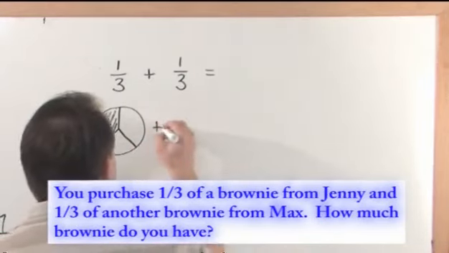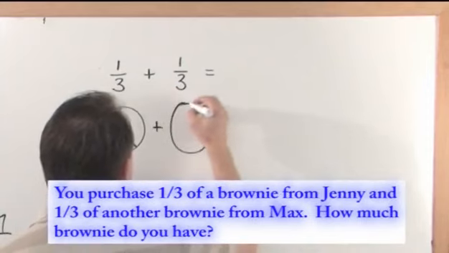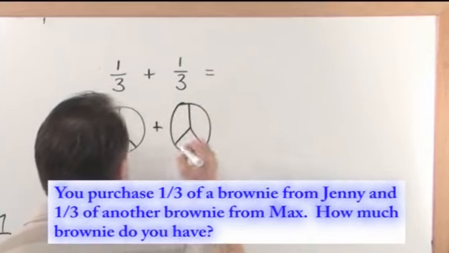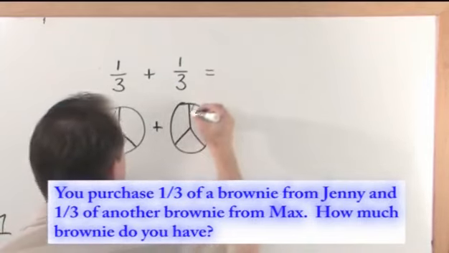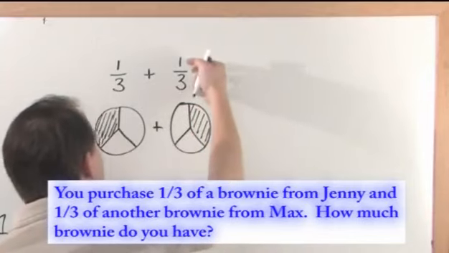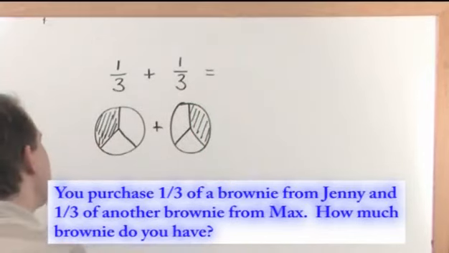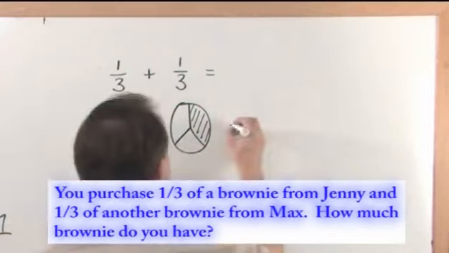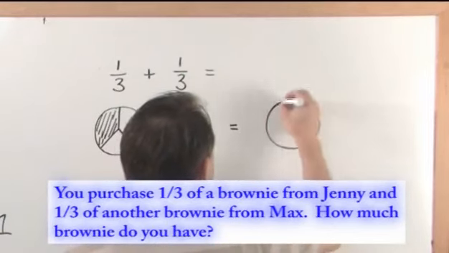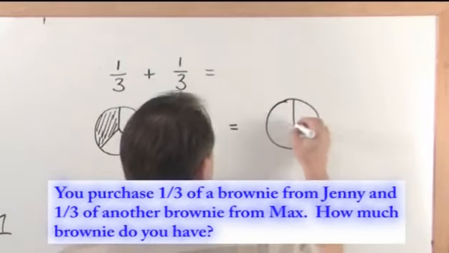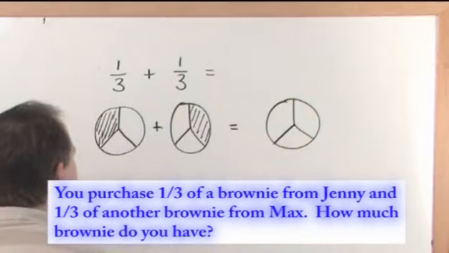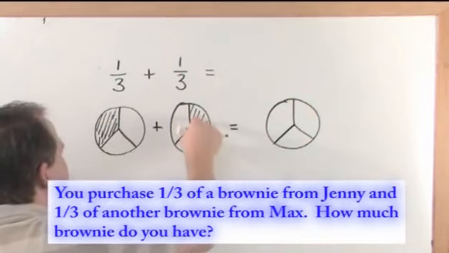And somebody is adding to it, or you are adding to it. Here's another brownie, but again, I don't have the whole thing. I only have this piece, because I have another 1/3 of another brownie. And the question is, how much brownie do I have in the end? Okay? So, if you think about it, here's 1/3 of a brownie, and here's another third.